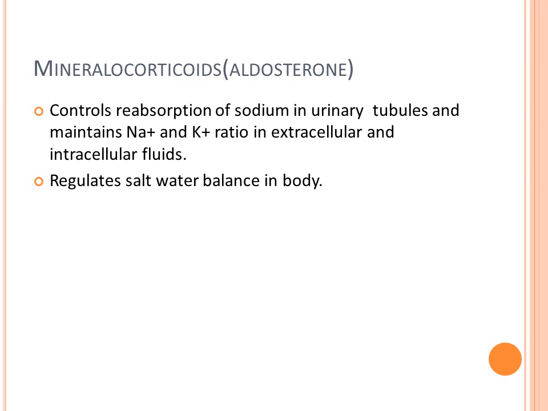Now here in this slide we will discuss the main mineralocorticoid, which is aldosterone. Here we can see the main function of aldosterone. It helps us reabsorb sodium and potassium from the urinary tubules, thus maintaining the sodium-potassium ratio in the extracellular fluids as well as the intracellular fluids, and it also regulates the salt-water balance in the body.